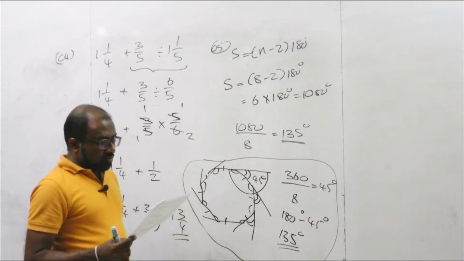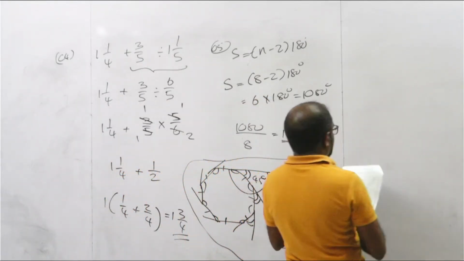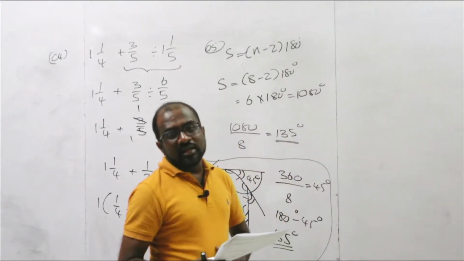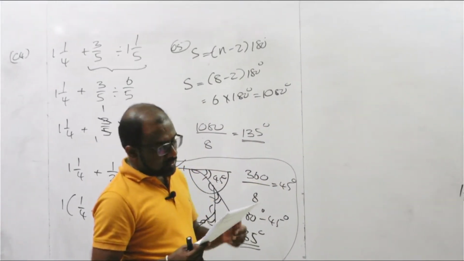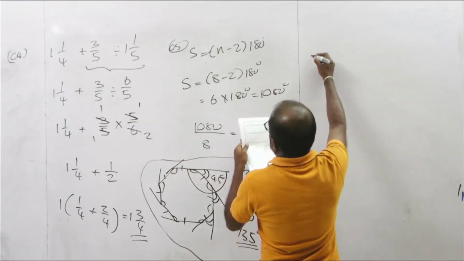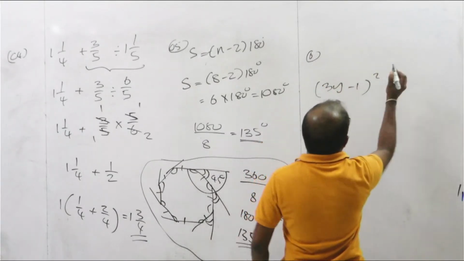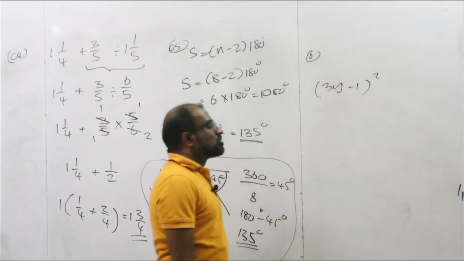Right, children. Question number 6. A binomial expression. Your fourth lesson, grade 10, binomial expression. You are asked to expand the binomial expression: 3y minus 1 squared, right?